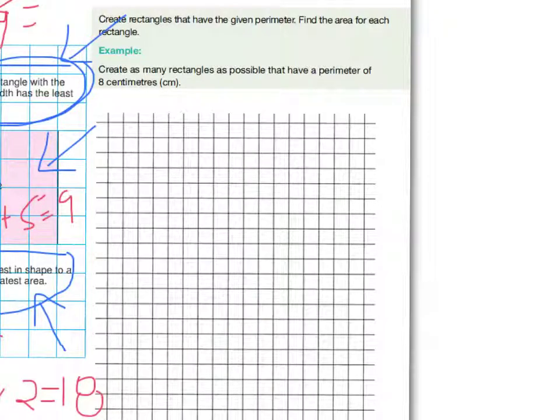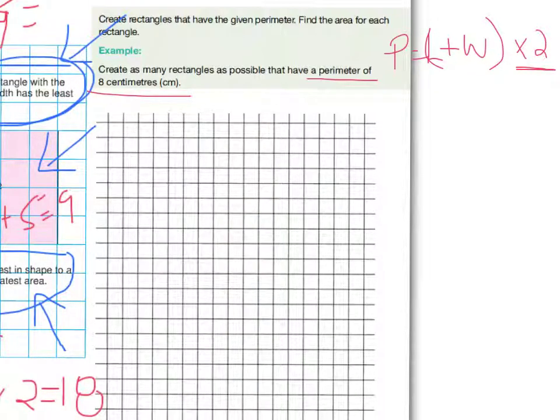All right, so we were creating rectangles that have a perimeter of 8 centimeters. So remember, our perimeter formula is length plus width, times 2. We're going to do the opposite of the times 2 part, so we are dividing by 2. 8 divided by 2 is 4. So we need something plus something that's going to equal 4. Well, what plus what could equal 4? 1 and 3. So we could have a 1 by 3 shape.